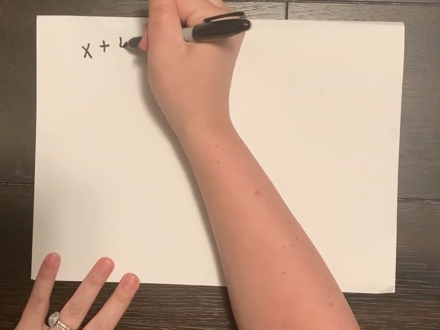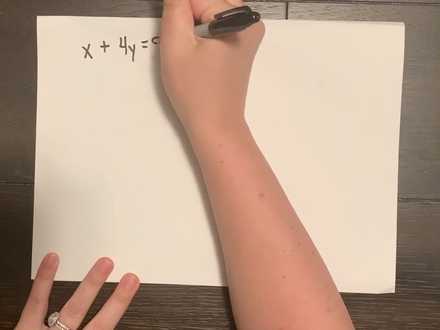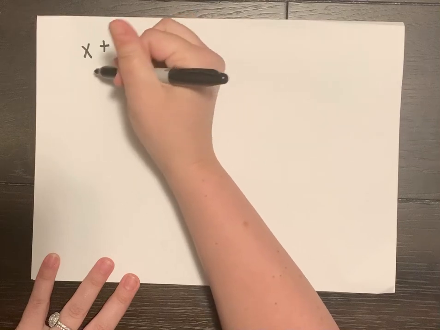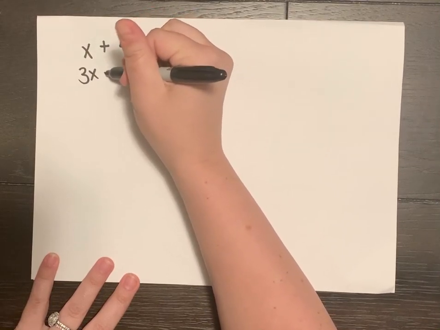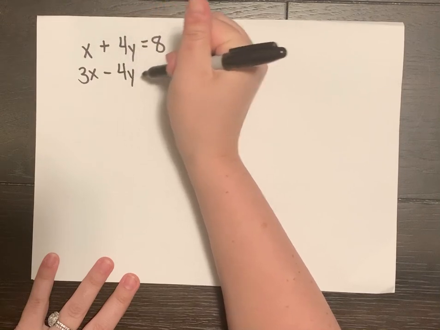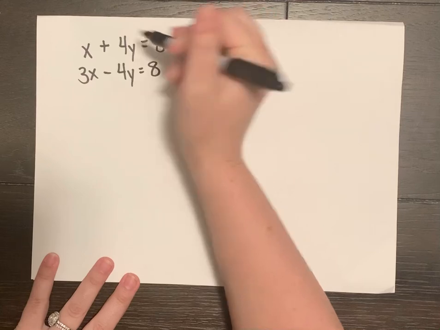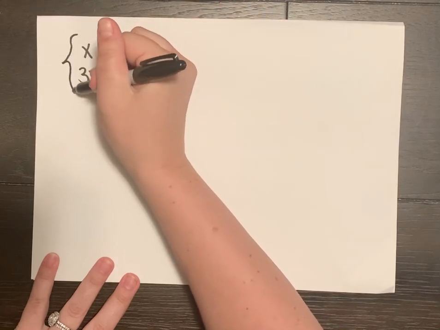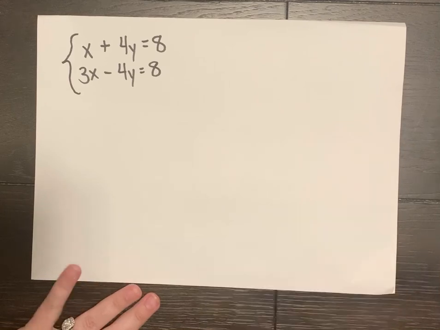x plus 4y equals 8, and 3x minus 4y equals 8. So this is a system of equations. We're going to figure them out by adding or subtracting.